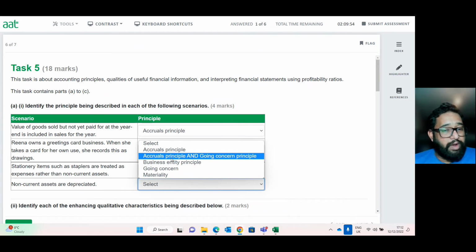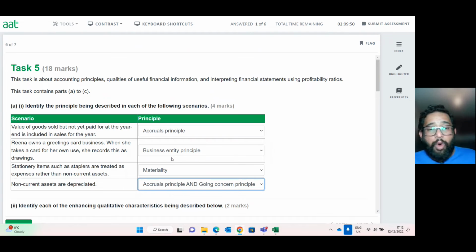Now here, the fourth one we got here, accrual principle and going concern principle, they are both applied here. The reason why we have to accrue the expense every year by depreciating your non-current assets is that your asset doesn't lose its value in the last year of its useful life, or the year we're going to dispose of it. It gradually loses it. Every year it loses some of its value. So that is one of the accrual.